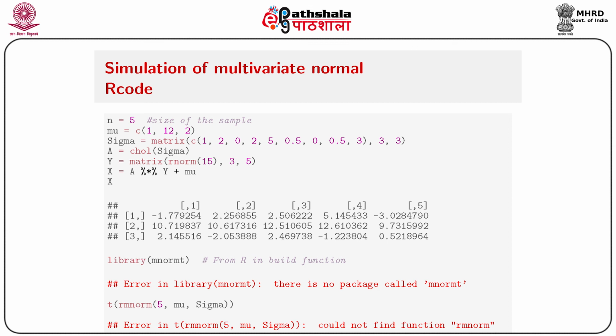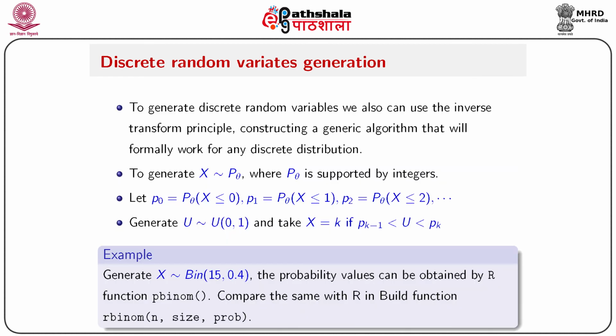So anyway, whatever you like you can do, but as the function is already available, you better use the existing function instead of drawing from the basic concept. Now we will see how we can generate the random variates from discrete probability distributions. To generate discrete random variables, we also can use the inverse transformation principle, constructing a generic algorithm that will formally work for any discrete distribution.